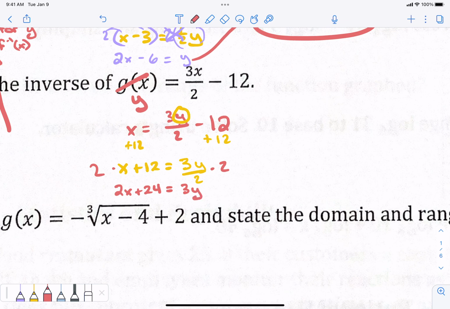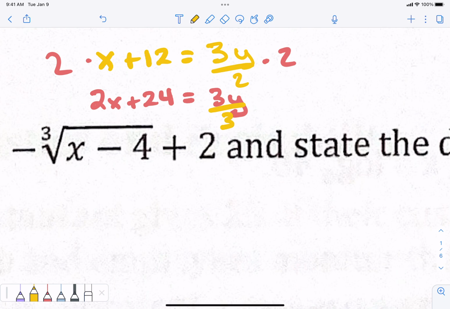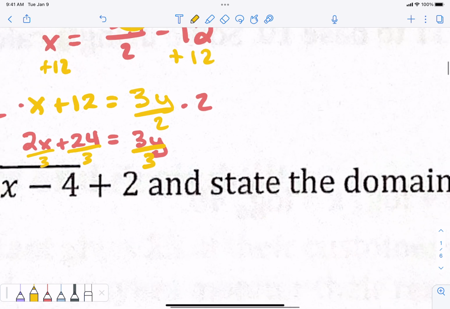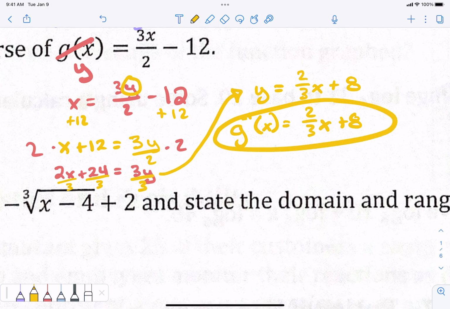We're not quite done yet. The last step is to divide by 3, and when we divide by 3, we divide everything by 3. So y equals 2/3 x plus 8. 24 divided by 3 is 8. And actually, we're going to call it g inverse of x equals 2/3 x plus 8. That's what my final answer looks like.